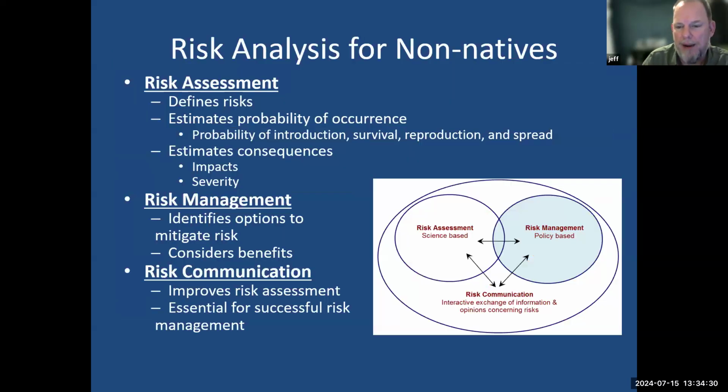So here's another diagram that I find useful for talking about risk analysis. Risk analysis is the sum of risk assessment, risk management, and risk communication. And if you look at the diagram on the left, risk assessment is a science-based process. Risk management is a policy-based process. It's informed by science, but it's also informed by policy. And then if you look at the bottom, that's risk communication. That's all around the entire process. These are three distinct steps, but they do interact with one another. And if we don't pay as much attention to one of these three, we do that at our peril.